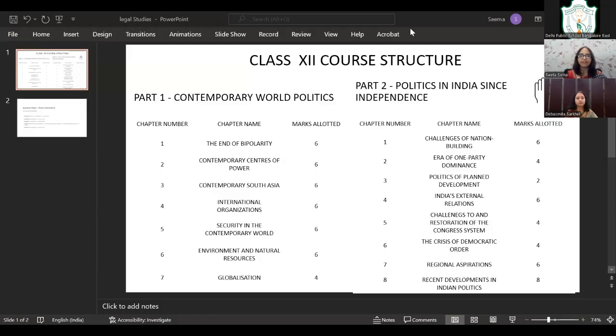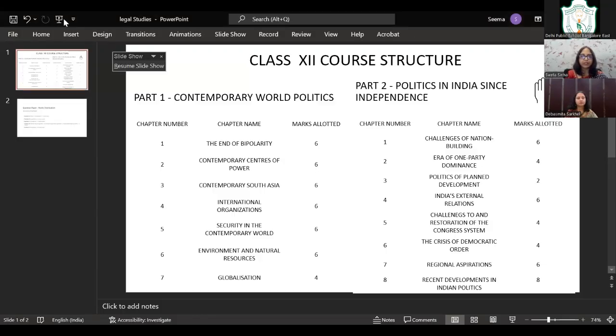Thank you, ma'am. Welcome, everyone. First and foremost, students should be aware of the exam pattern and the marking scheme. Political science theory carries 80 marks and there are 15 chapters in total. It's a 3-hour paper. I'm sharing the marks pattern and the question paper marks distribution for your easy reference.